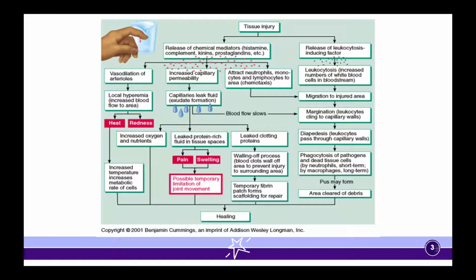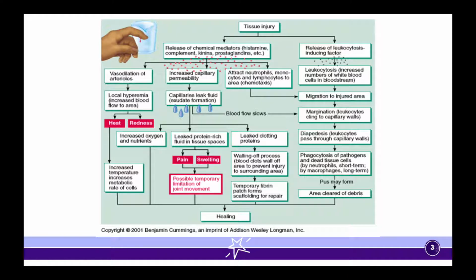When we look through this process of going from tissue injury all the way down to healing, there are so many different things that are involved. If we follow along the left side of the screen, we'll see that there is a release of many different chemicals. We're going to talk about these chemicals more in depth. I'm just giving you an overarching introduction to what we're going to be talking about over the next set of videos.